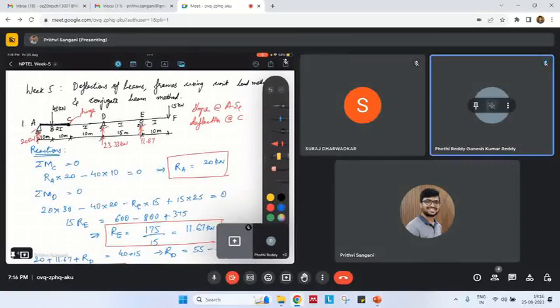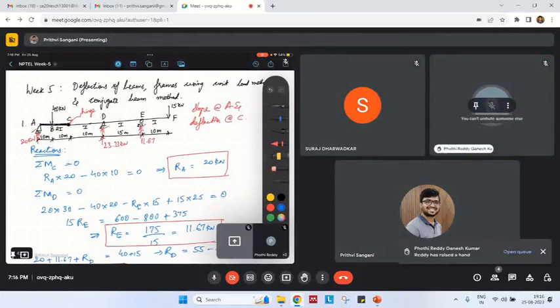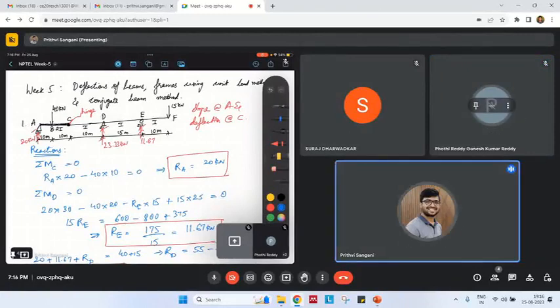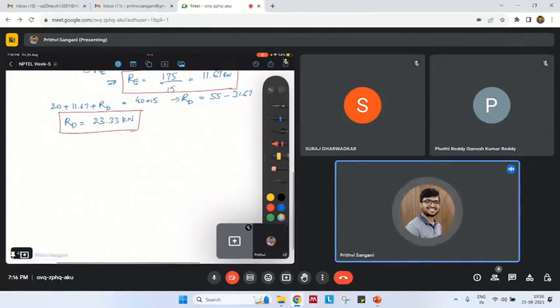So the reactions are: you can see Ra is 20 kilonewtons, Rd is 23.33, Re is 11.67. Now we have obtained the reactions. So what is a conjugate beam? The question which was given is a real beam.